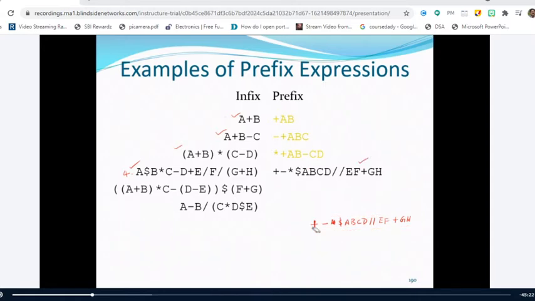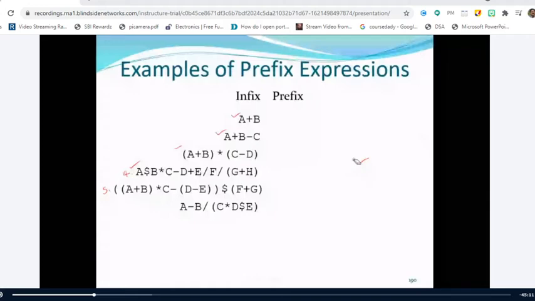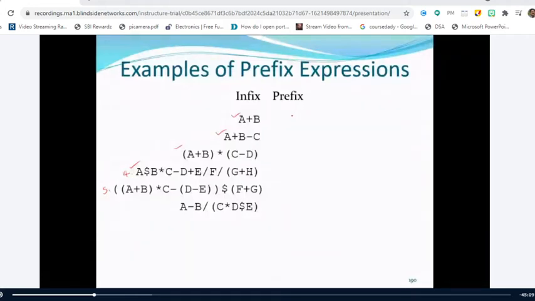Let us solve the next problem, that is this one. What is the expression we have? A plus B star C minus D minus E dollar F plus. So this is the expression we have. Let us convert it into the prefix expression.